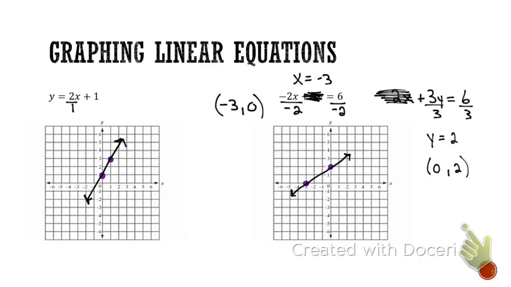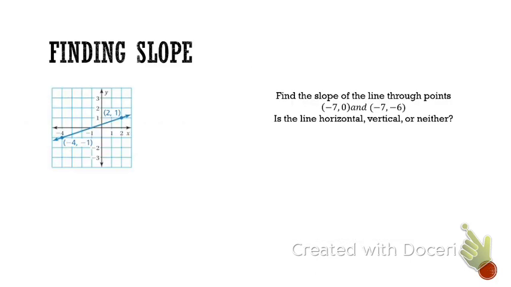All right, on the next slide, we're doing slope. There's 2 ways we can find slope depending on the information it gives us. On the first one, we have a graph, which is really nice. We just count rise over run. Just be careful on your sign. Make sure you recognize if it's a positive slope or a negative slope.